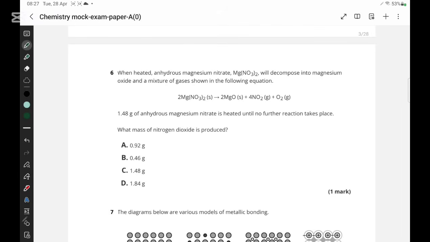So for the next question, they are saying when heated, anhydrous magnesium nitrate will decompose into magnesium oxide and a mixture of gases shown in the following equation. 1.48 grams of anhydrous magnesium nitrate is heated until no further reaction takes place. What mass of nitrogen dioxide is produced? So first of all, we have the mass of magnesium nitrate. First we are going to find the mole of magnesium nitrate.